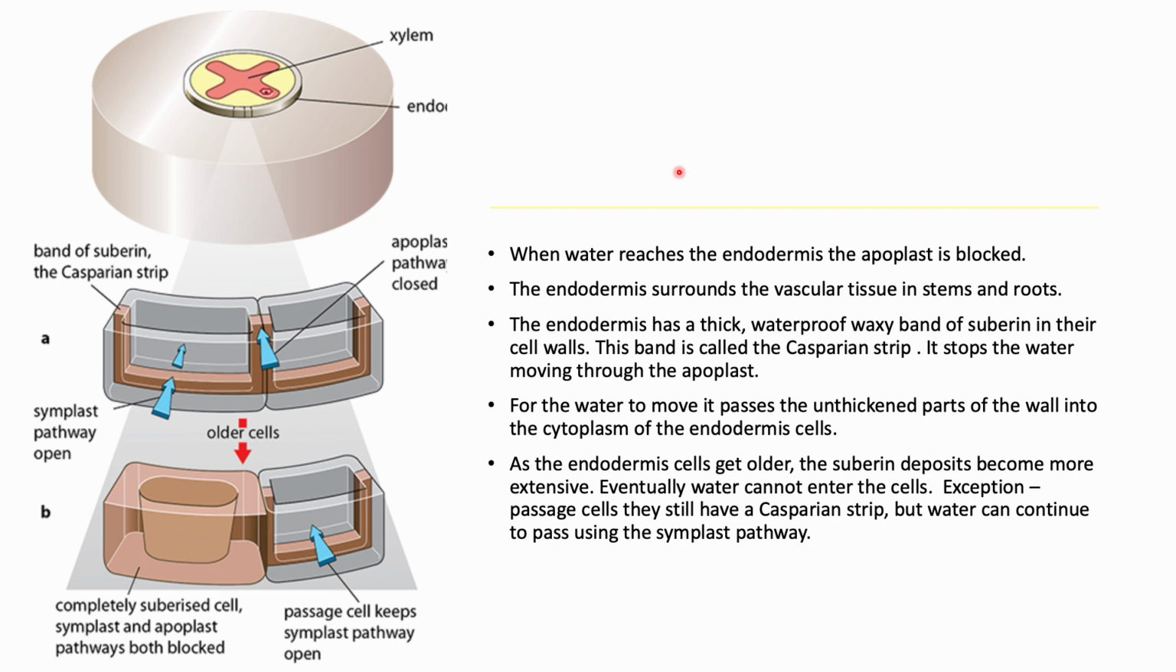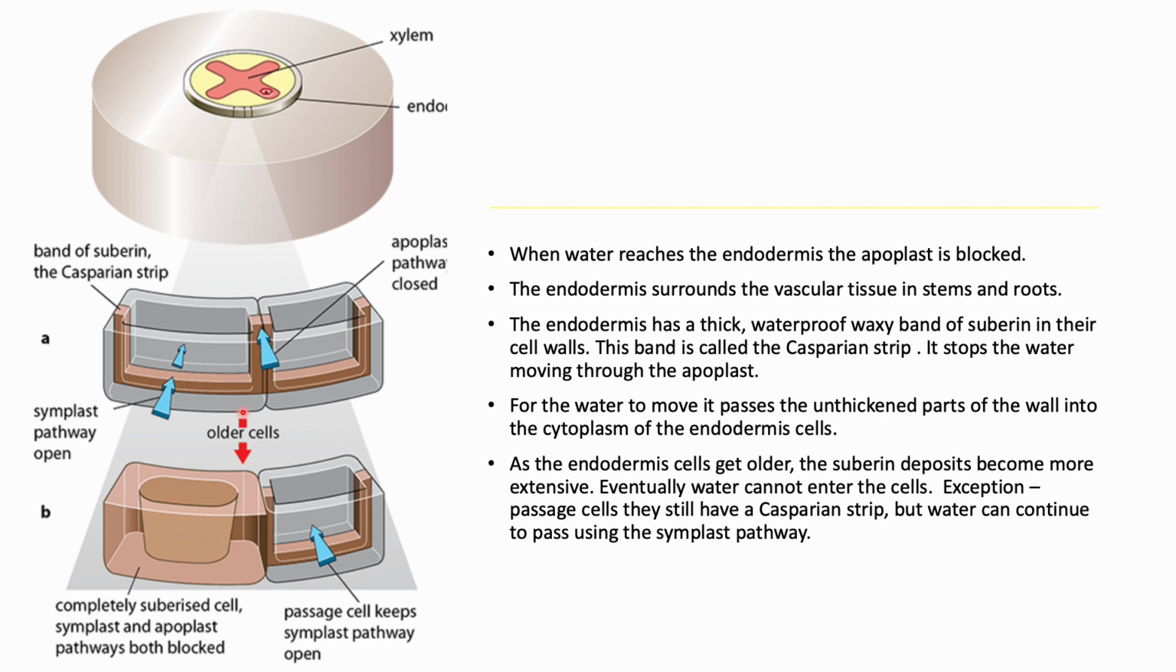When water reaches the endodermis, the apoplast is blocked. The endodermis surrounds the vascular tissue in stems and roots. Here's your xylem. This would represent your phloem, so here's your vascular tissue, and they're surrounded by the endodermis. The endodermis has a thick, waterproof, waxy band of suberin. Suberin is an impermeable, waxy substance that's found in the cell walls. This band is called a Casparian strip. So as we look at the diagram, you have the band of suberin, which forms this Casparian strip.